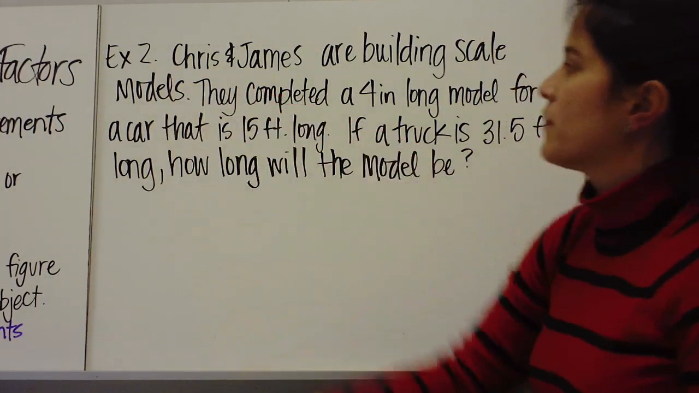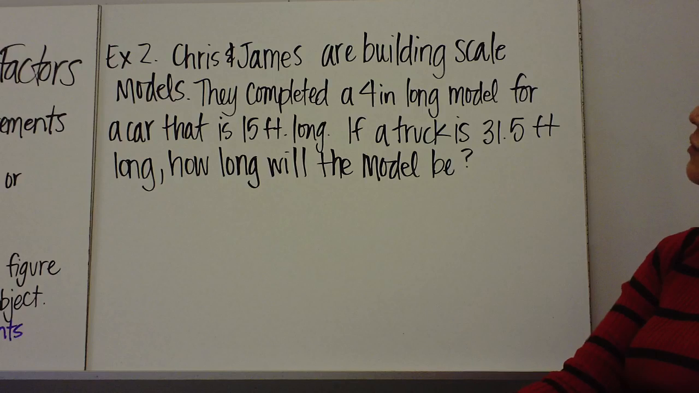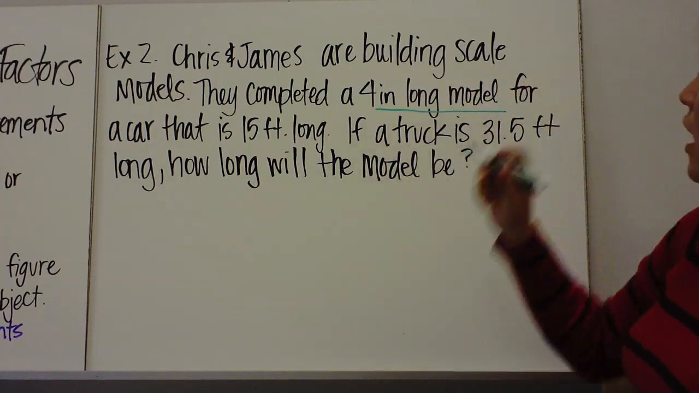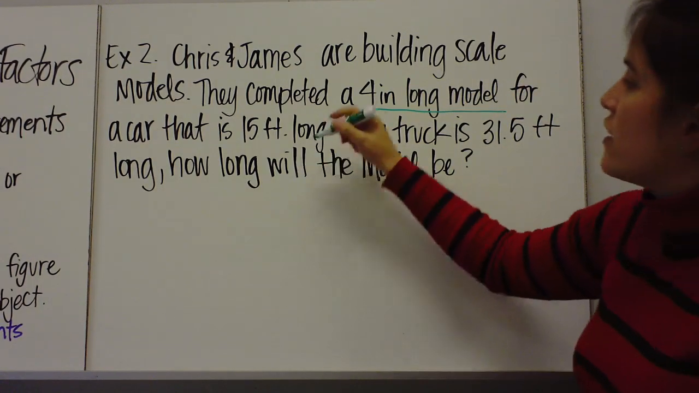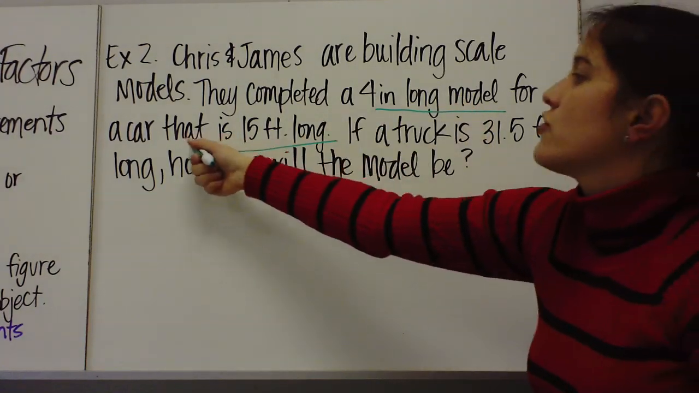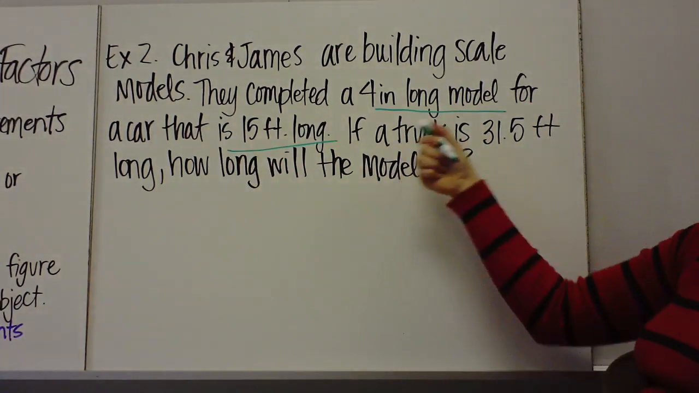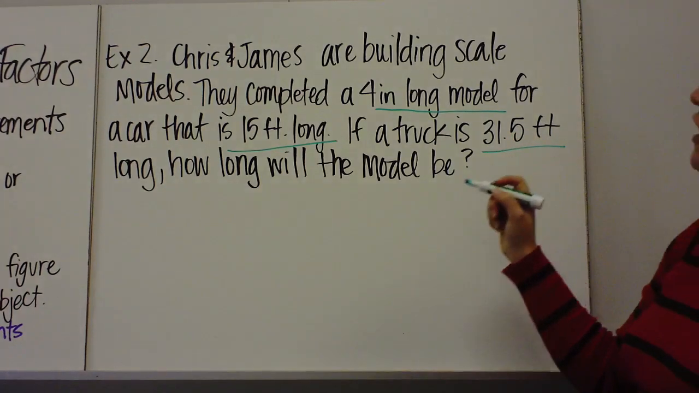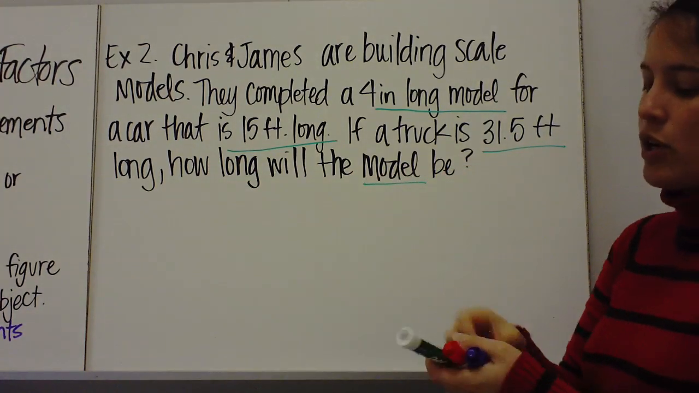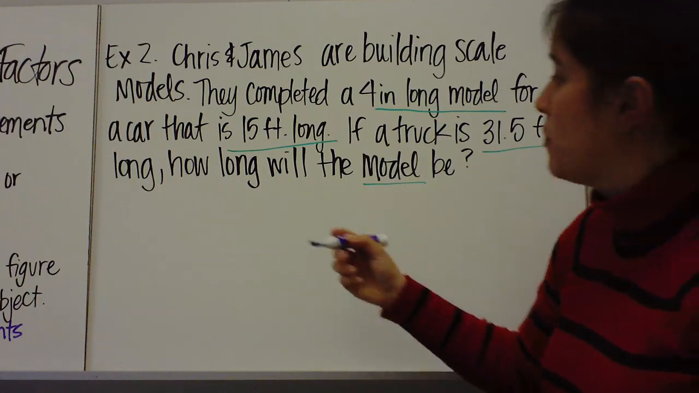Alright, so Example 2. Chris and James are building scale models. They completed a 4-inch long model for a car that is 15 feet long. So here's the model, and here's the real car. If a truck is 31.5 feet long, how long will the model be? So we're going to set up a proportion.